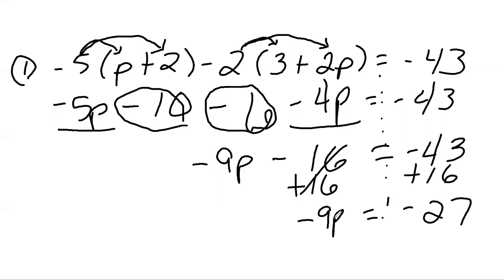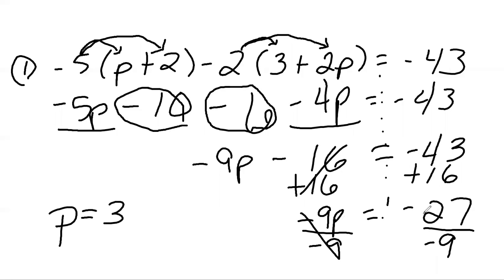Now, -9p means -9 times p. The opposite of times is divide. The inverse is to divide. So as I divide by -9, these cancel and give me a +1 equals. And as I divide these two numbers, I get 3. And I'm going to box my answer.